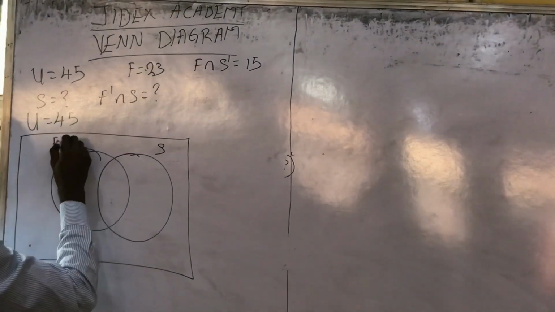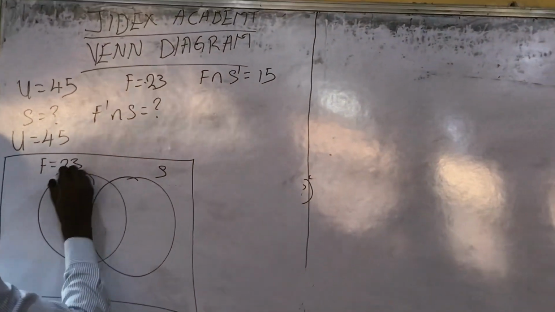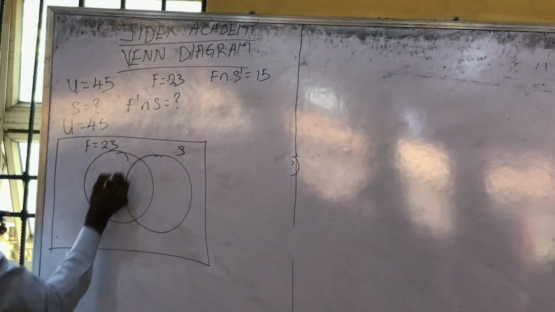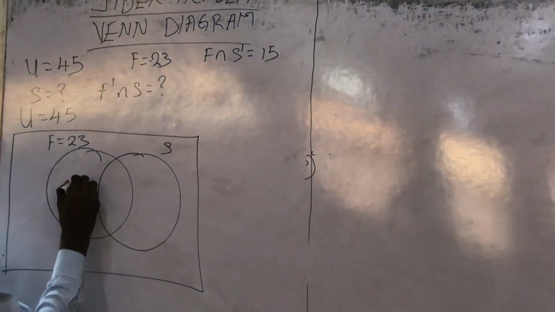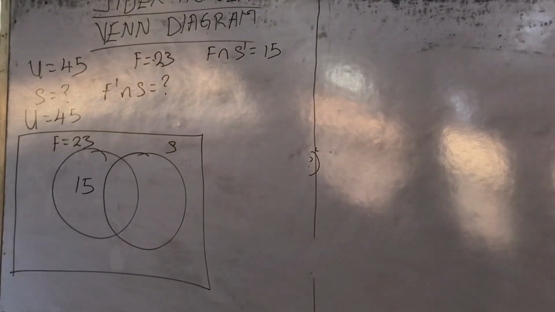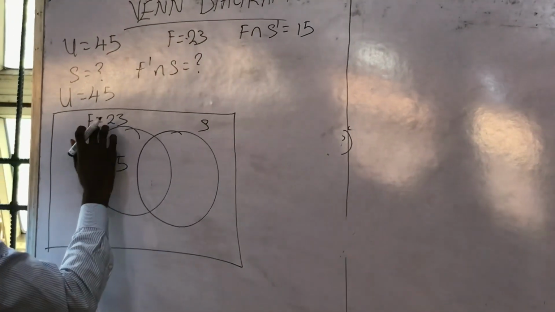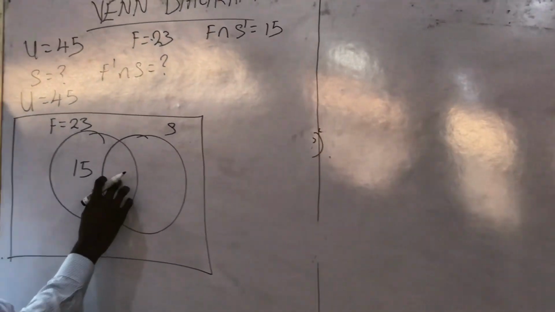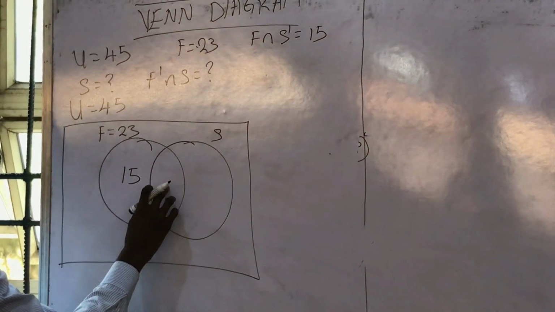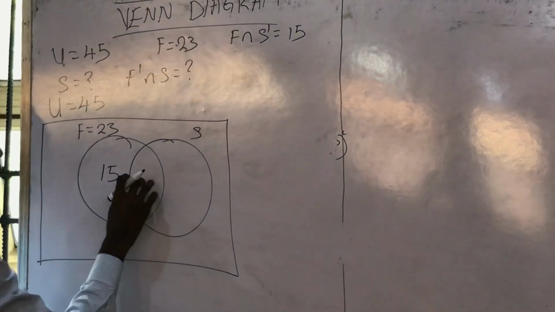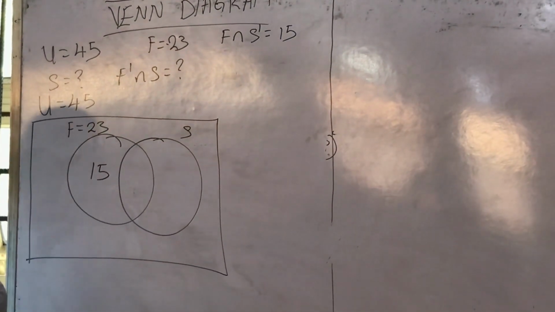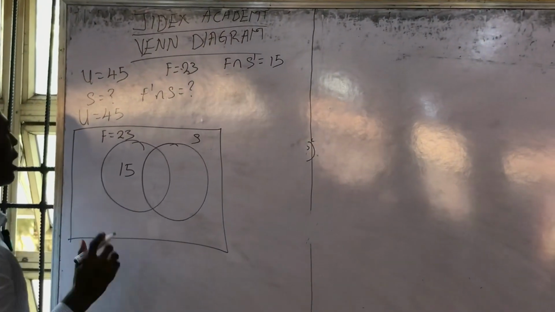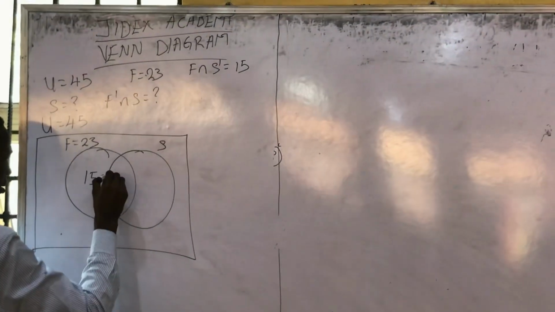So our first paper here is what? 23. And our first paper only, so this means this region here is what? 15. Note, to get our first paper, it comprises 15 plus F intersection S. So to get our intersection here, it will be 23 minus 15, and that will give us 8.